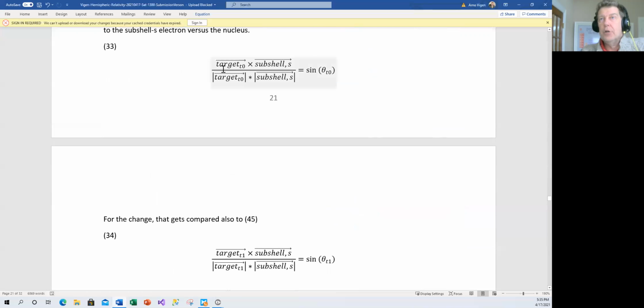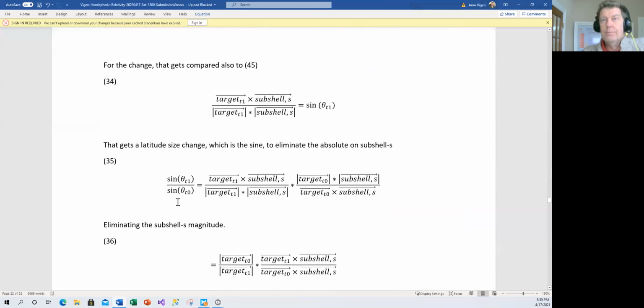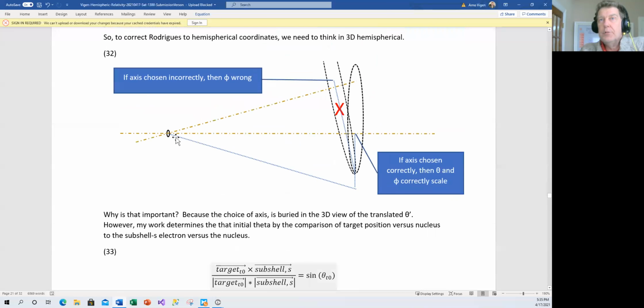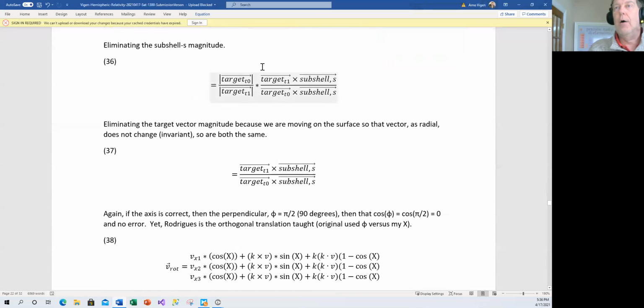So that vector times the subshell becomes the theta of 0. And then doing this at time 1, but guess what? Now when I do that ratio, these two get applied, but I've got a subshell vector S in both cases. You see, the secret here is that this angle is the cross product of that with subshell S. Subshell S is always the nucleostatic axis. So now I can eliminate, and because I can eliminate, I can really get down to that.